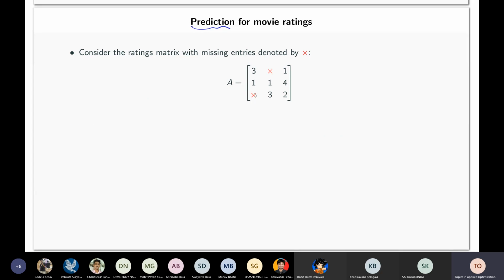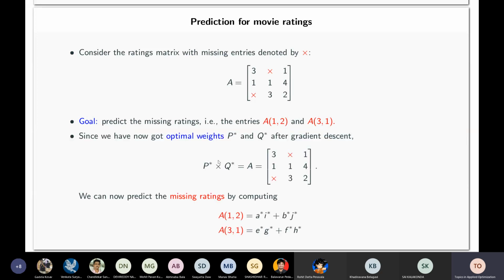So remember, these were the missing entries here. The goal for us was to predict the missing entries, in this case, A12 and A31. Since we have obtained the optimal weights P star and Q star using gradient descent, the entries of P star and Q star are known now. So I can multiply those P star and Q star, and then that must be equal to A.